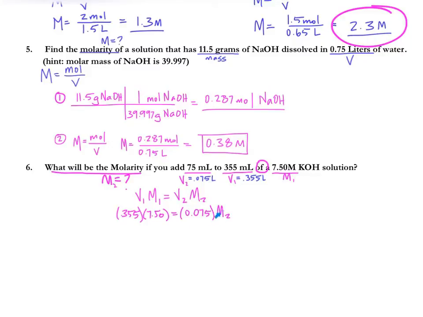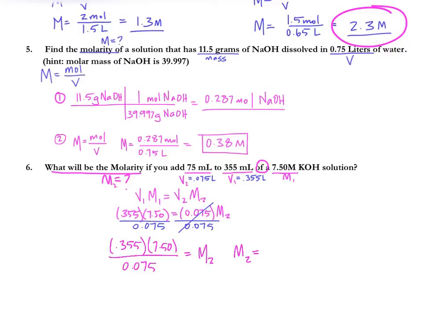So if I want to get M2 by itself, it's my unknown, it's my X, it's my variable. If M is being multiplied by 0.075, I need to do the opposite to get it over on the other side. So I need to divide. So I'm going to divide this side by 0.075. This side by 0.075. These cancel out. And that leaves me with 0.355 times 7.5 divided by 0.075 equals M2. And when I plug everything into my calculator and solve for M2, I get 35.5 molar solution.